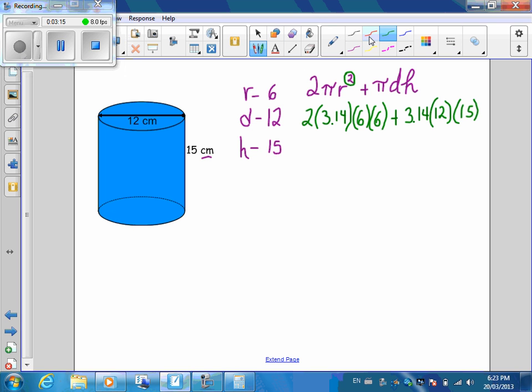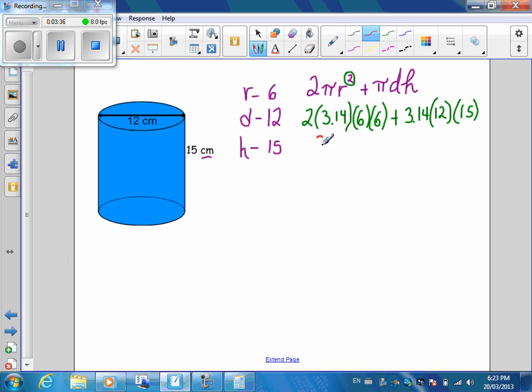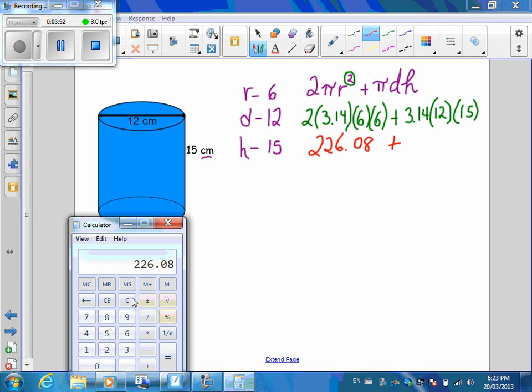So to calculate, we take 2 times 3.14 times 6 times 6. Do not forget to square that. So that is 226.08. That would be the area of the circles.